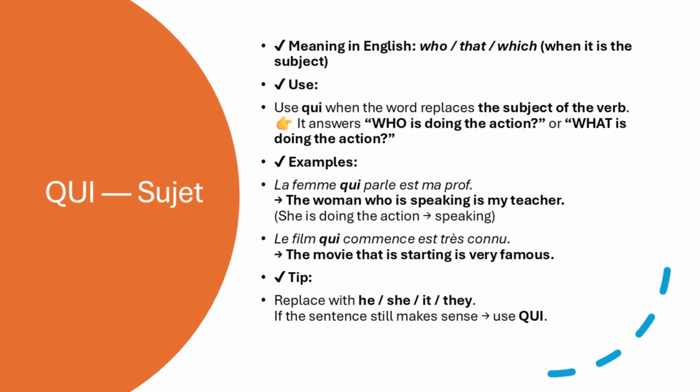The woman who is speaking is my teacher. So, she is doing the action. That's why we are using the word qui here. Deuxième exemple, le film qui commence est très connu. The movie that is starting is very famous. So where we want to replace the meaning he, she, it, they, we use the word qui. And we only use it when it is about who is doing the action or what is doing the action.